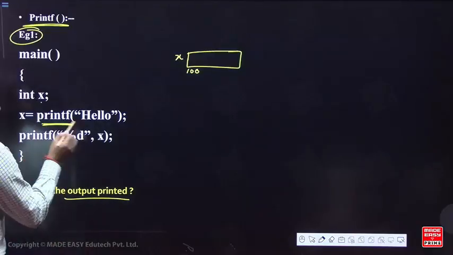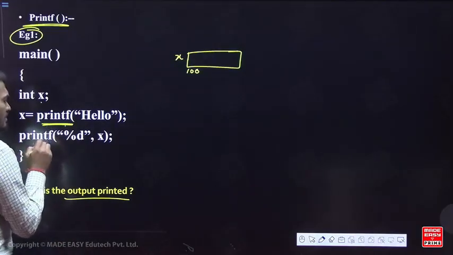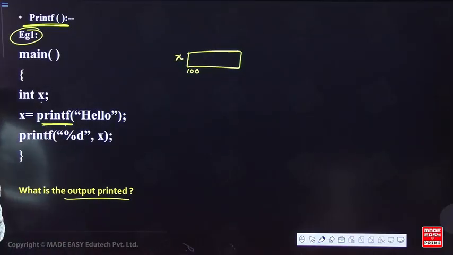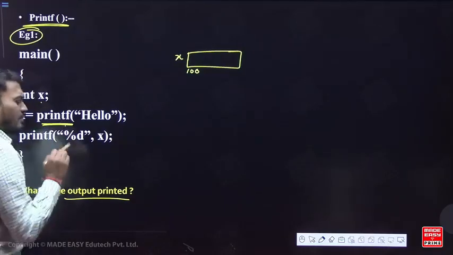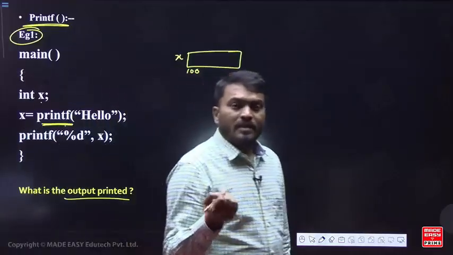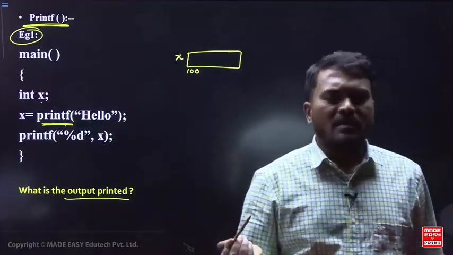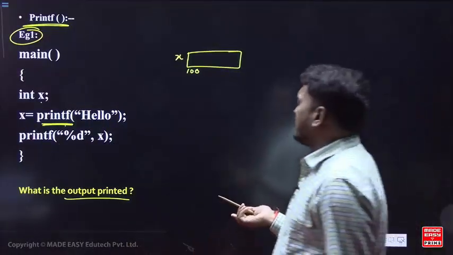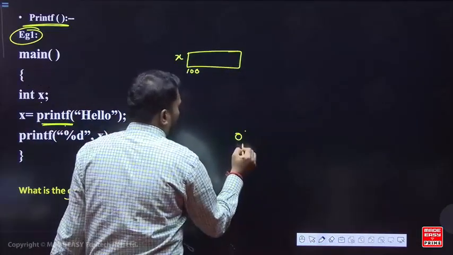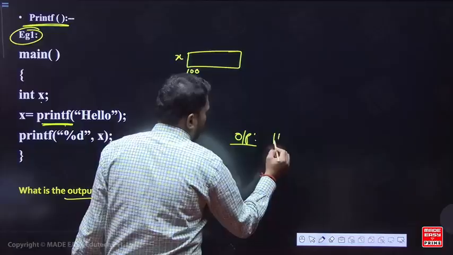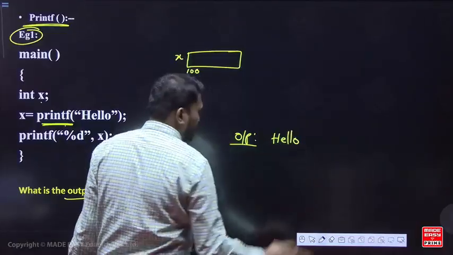Next. So printf hello. When I say printf hello here, what is the main purpose of printf? Printing the symbols on the screen. The purpose of the printf is printing the symbols on the screen. So now tell me what it will print. It will print hello. I am writing the output here. So first hello will be printed.